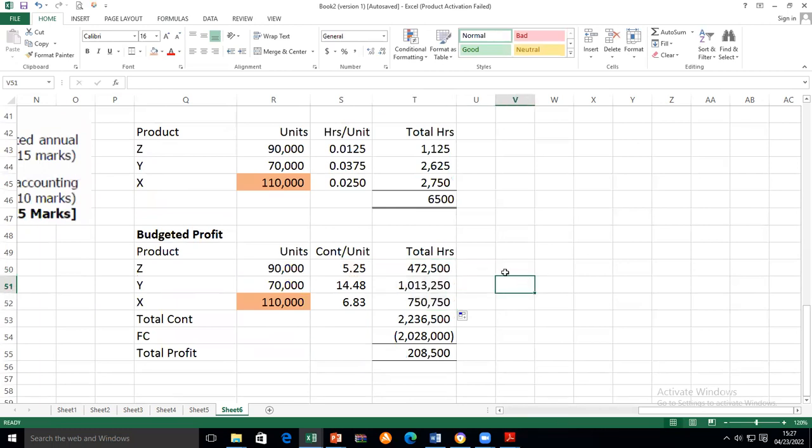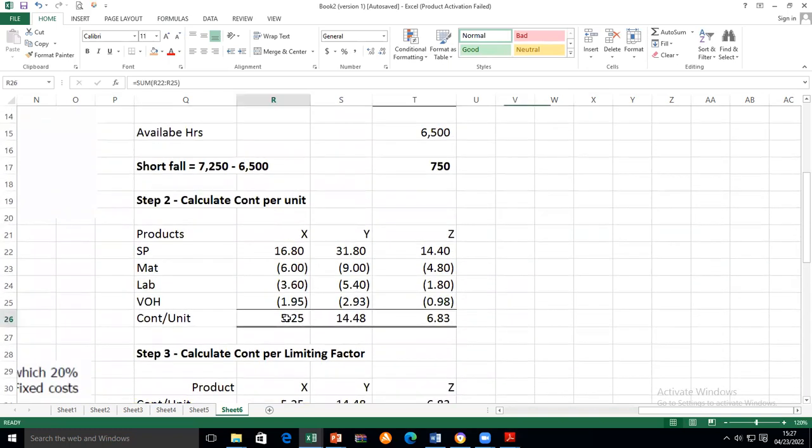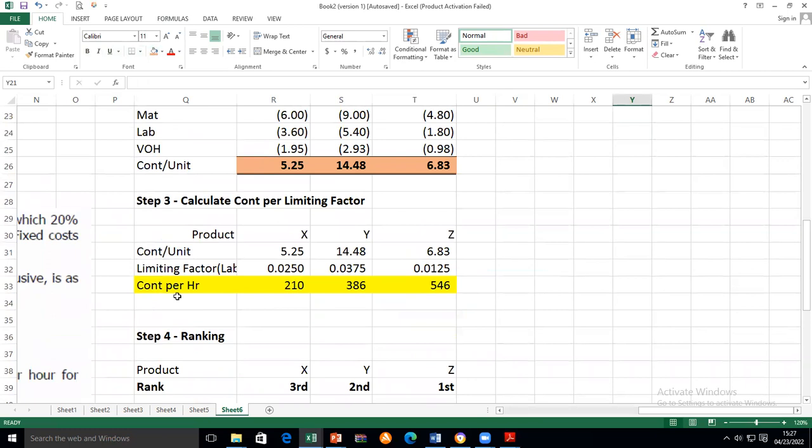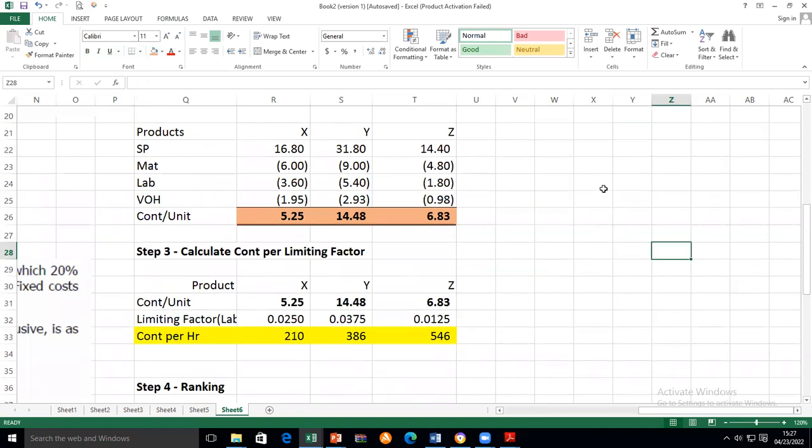The person wants to ask a question, clarification. Is it okay now? You can scroll up a bit. Okay. So the contribution per unit, remember, it's here. These are the figures. It's not contribution per hour, no. Contribution per unit is what you need. This figure is here. Are we on the same plane?